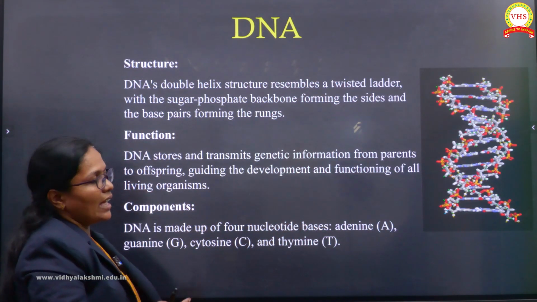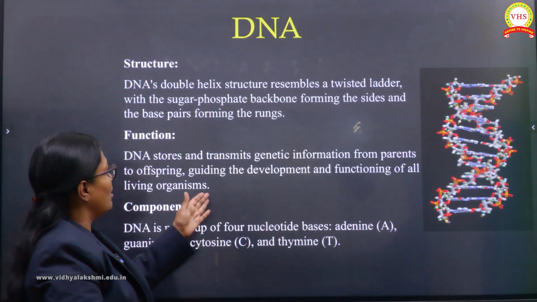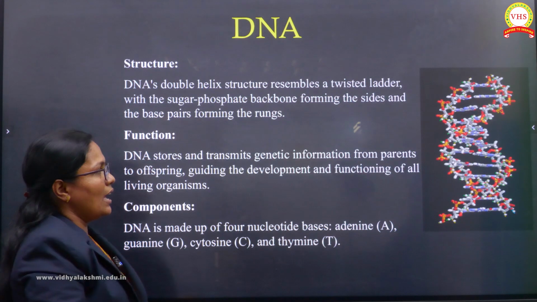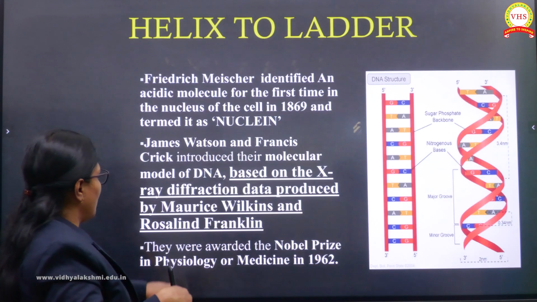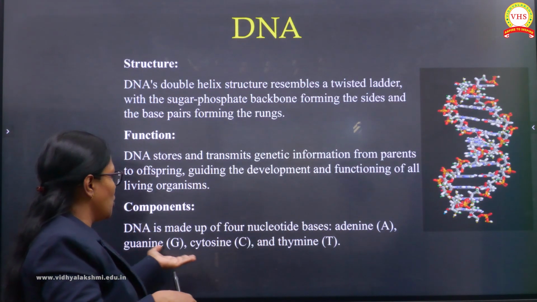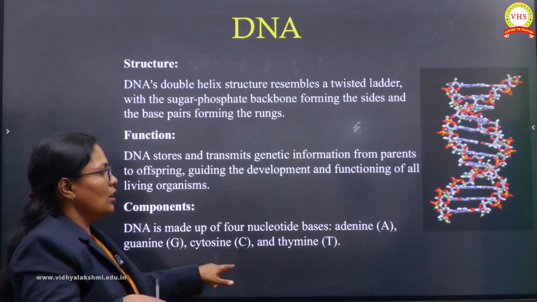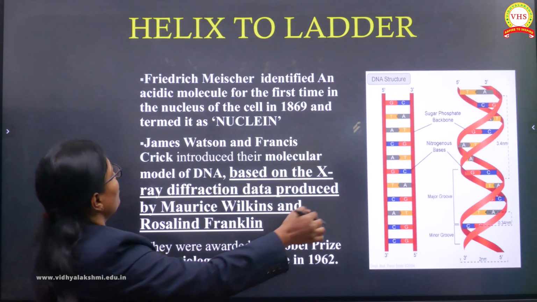Function, the DNA is actually called hereditary material. DNA is actually called a hereditary material that transmits characters from generation after generation. Components, DNA is made up of 4 nitrogen bases, adenine, guanine, thymine and cytosine. Next, helix to ladder. You can look at here.